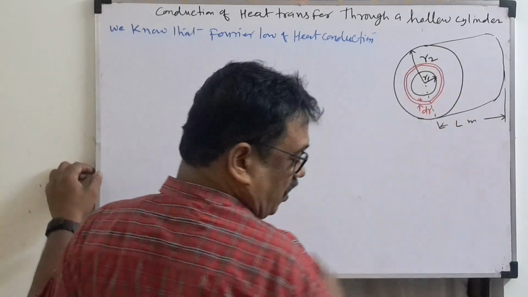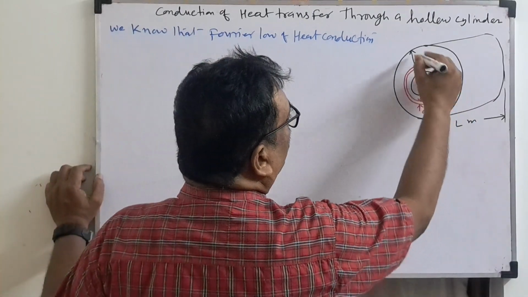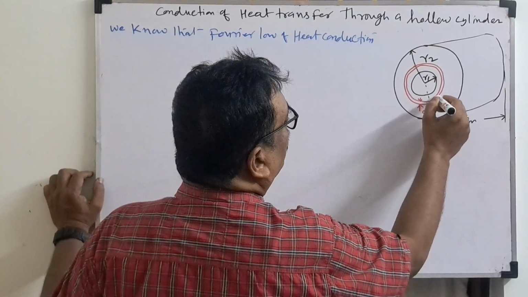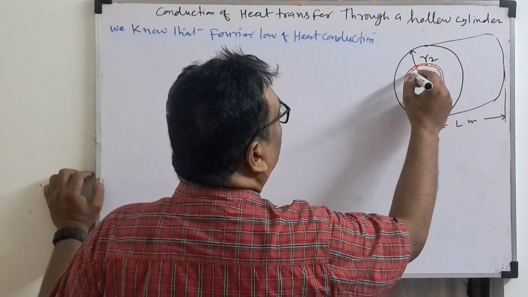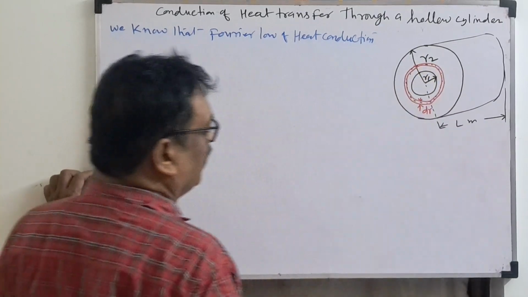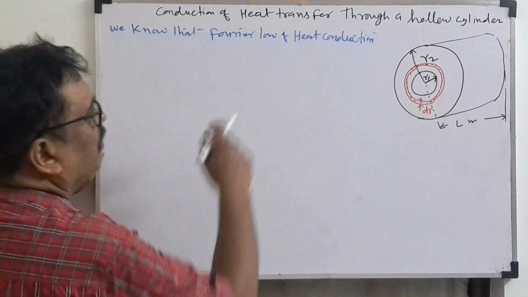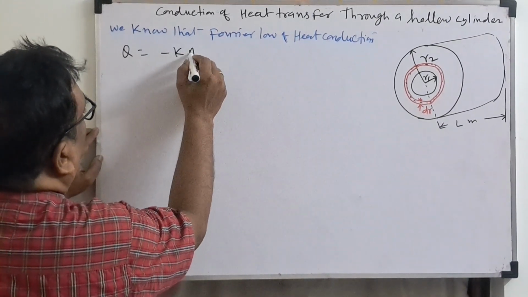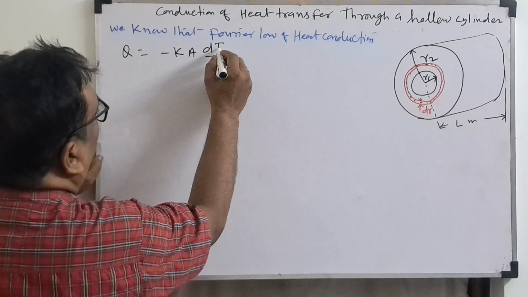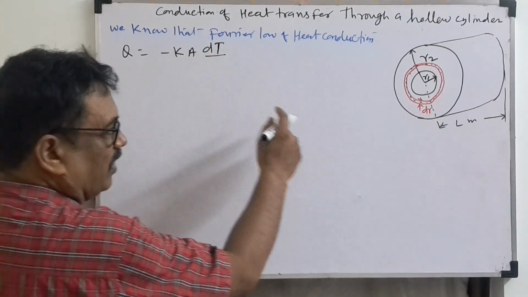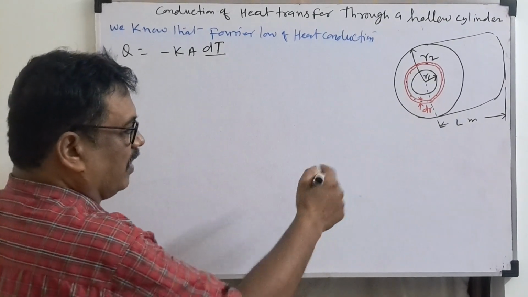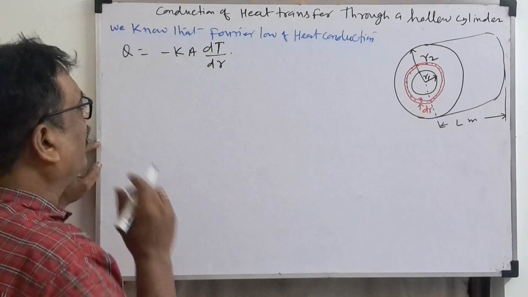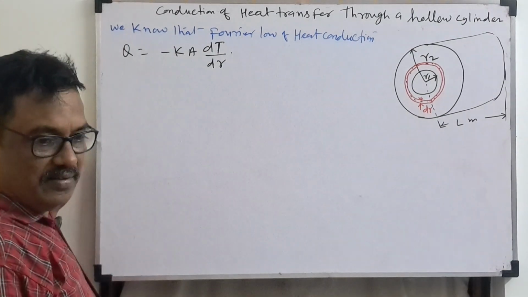This is the inner and outer wall. Inner radius is R1, outer radius is R2. We are just considering one elemental area whose thickness is dr. So we know Fourier's law of heat conduction, Q is equal to minus K A dT by dx, if we take the plane wall, where dx is the thickness. For the composite wall it was dx. Now this is radius, so dr. How do we get the thermal resistance here?